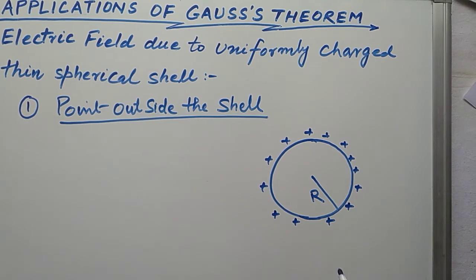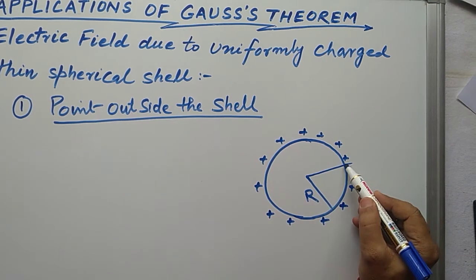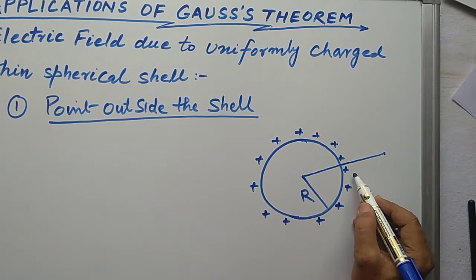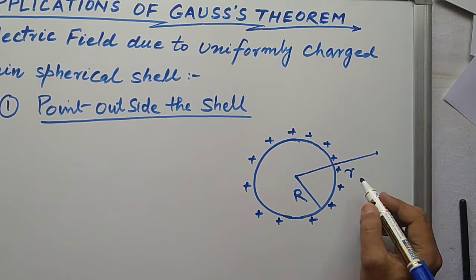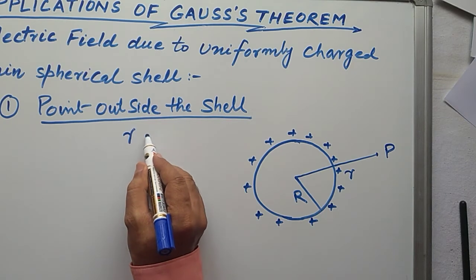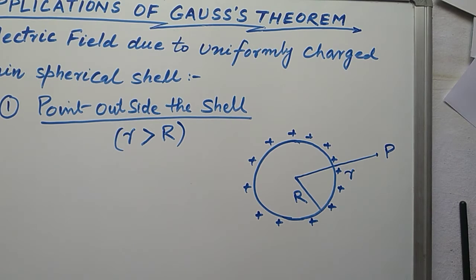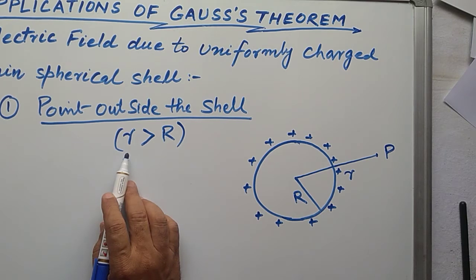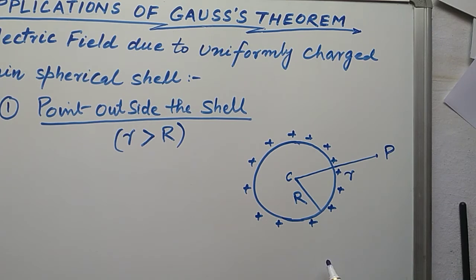Now, suppose point P lies outside the shell. Let r be the distance of the point of observation from the center. So, r must be greater than R. For a point outside the shell, the distance of the point of observation will be more than the radius of the shell. Suppose C is the center of the shell.